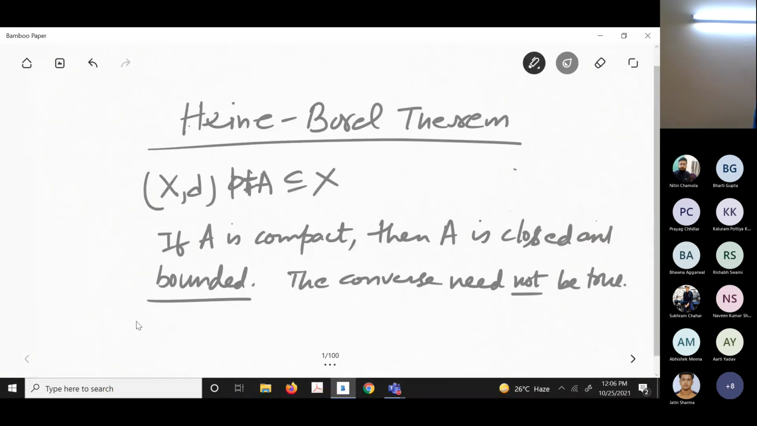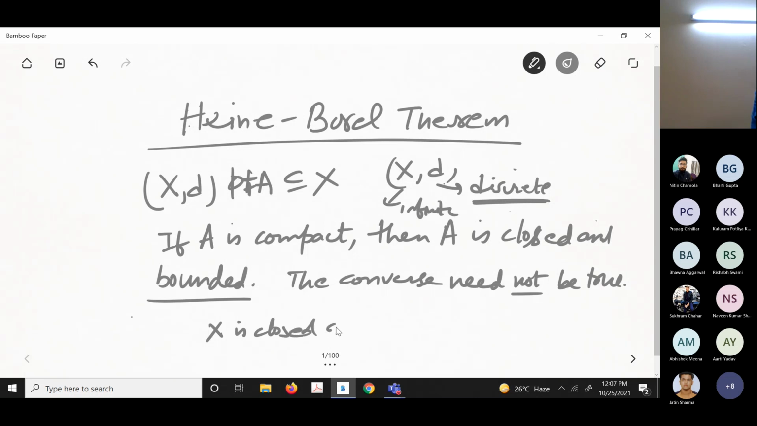An example is that if you take (X, d) with d the discrete metric, and X infinite. We have seen that in this case the only compact subsets are finite. But X itself, because d is a bounded metric, so X is closed. In this case, X is closed and bounded, but not compact, because I have chosen X infinite. This is the simplest counterexample.